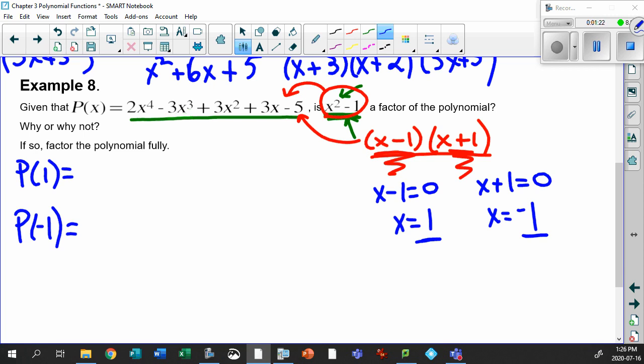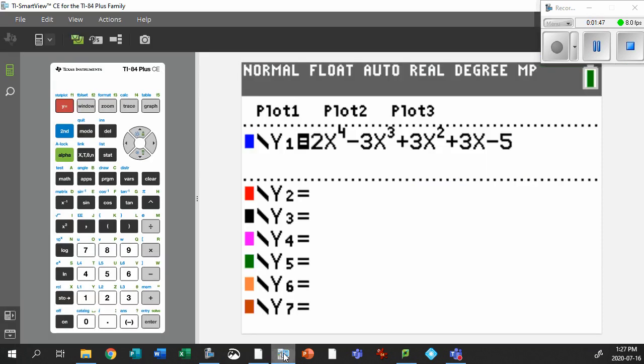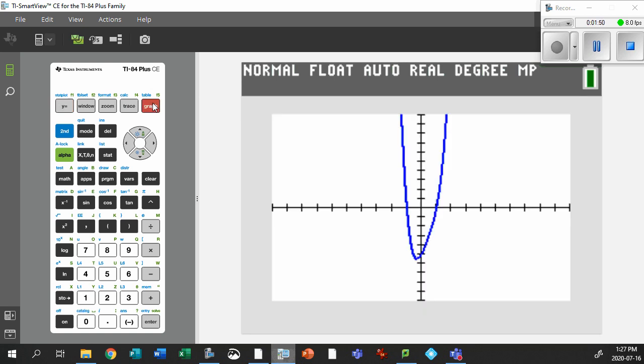Well, sure, you can go, okay, 1 to the 4 minus 3 times 1 cubed plus 3 times 1 squared plus 3 times 1 minus 5. You can go ahead and do that if you like. But what if you make a mistake? So here's what I'm going to do. I'm going to take that equation and pop it into my calculator, and tell it to graph it. Even on the graph, I can see that minus 1 and 1 work.